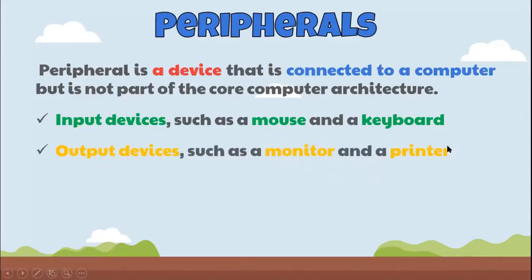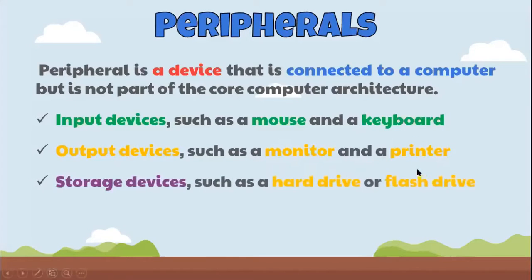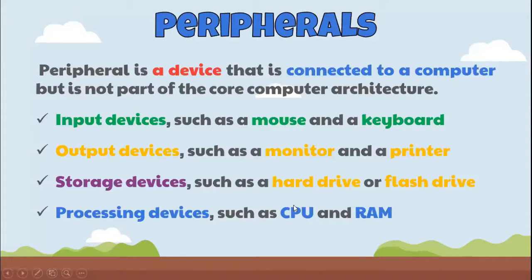And output devices, such as a monitor and printer. If you see that input, it is entering into the computer, and output devices, we can see something, okay? And storage devices like hard drive and flash drive, we can say that. And the last here, processing devices, CPU and RAM. All processes are coming inside of the system unit and inside of the CPU and RAM.